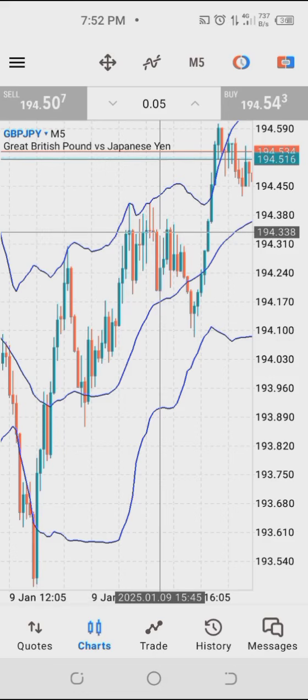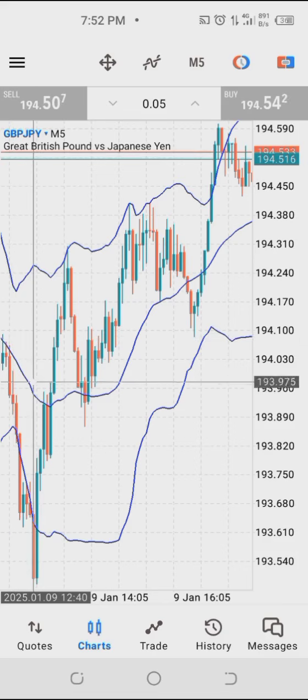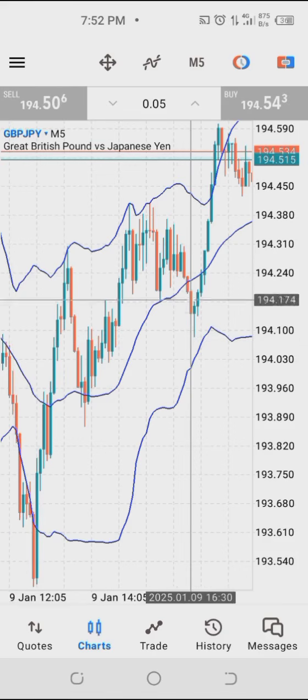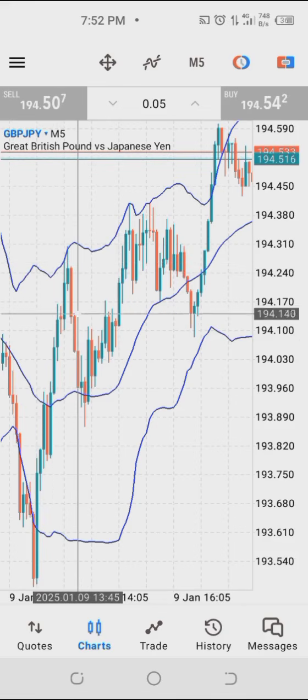What the Bollinger Band basically does is that it acts more like a mobile support and resistance. Whenever price gets to the lower Bollinger Band, it bounces off upward. And whenever price gets to the upper Bollinger Band, it bounces downward. So that's basically what the Bollinger Band does.